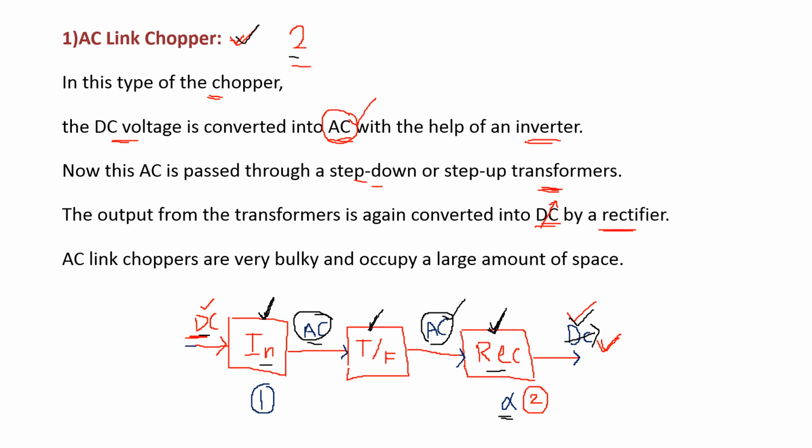It is called the two-stage chopper. Why? Because we use two stages while converting the fixed DC voltage to variable DC voltage. And this AC link chopper is a type of chopper which is bulky in size and occupies a large amount of space.